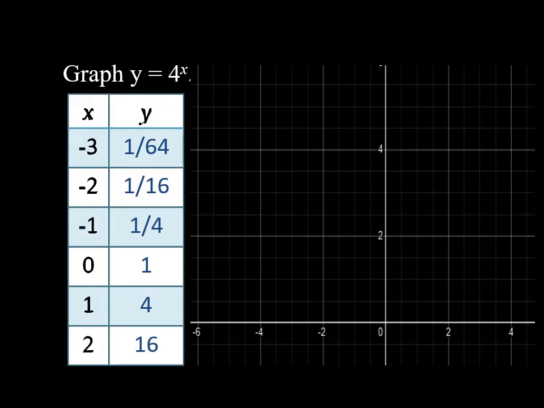When x equal -2, that's 4 to power -2, that's 1 over 16. And 4 to power 0 is 1, 4 to power 1 is 4, and 4 to power 2 is 16. And 4 to power -1 is 1 over 4. So we have points, we can plot them to get the graph of y equal 4 to power x.